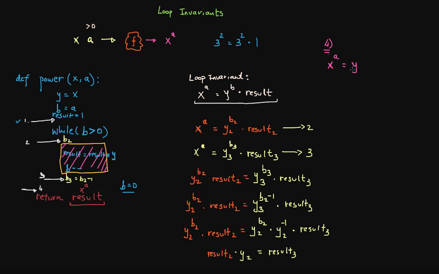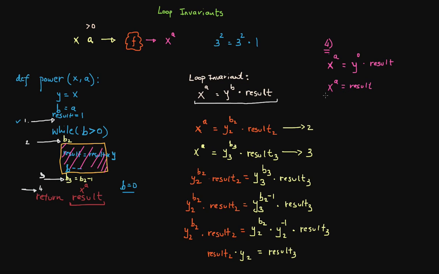What is b going to be? I said earlier in my last video that b is going to be equal to 0, because when b is 0 the loop terminates. When the loop terminates at b equals 0, what I have now is y raised to the power of 0, where b is 0, times the result. So my question earlier was, what is this result going to be? Anything to the power of 0 is 1, meaning result must be x to the power of a.